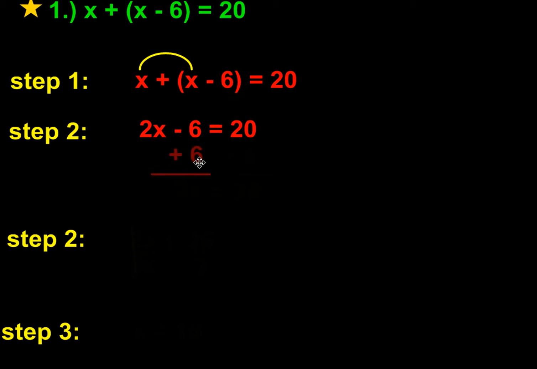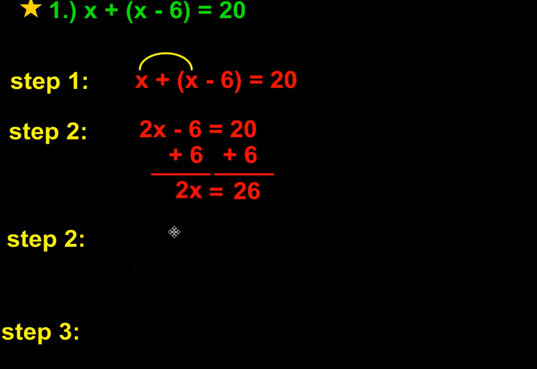So we add 6 to this side, and whatever we do on one side of the equal sign we have to do on the other. So we're going to add 6. So we have 20 plus 6, which is going to give us 26. And we can bring our 2x equals down.